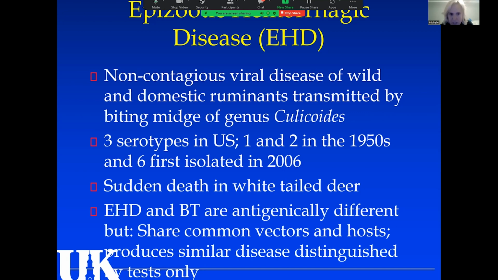It causes sudden death in white-tailed deer. And again, EHD and blue tongue are very similar diseases. They share a common vector and common host, and they produce similar diseases. Really, the only way we distinguish them is by test, but they are different viruses. So maybe that's only important to me, I'm not sure, but it is an important distinction. With EHD we think more of deer, with blue tongue more so sheep, and they are distinct.